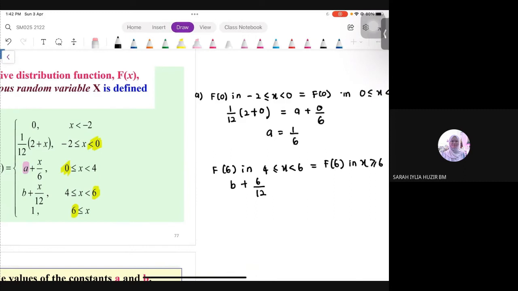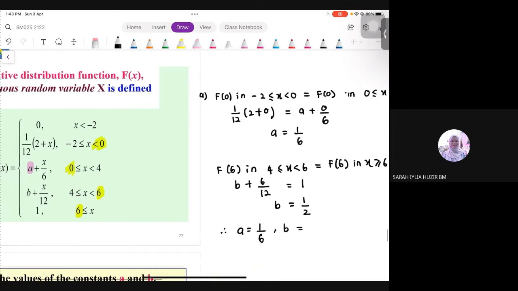6/12. Okay. And then, F6 in last one must be equal to 1. Simplify this up, straight away terus dapat B is actually half. Teruslah siap. A in this case is 1/6. B is half.